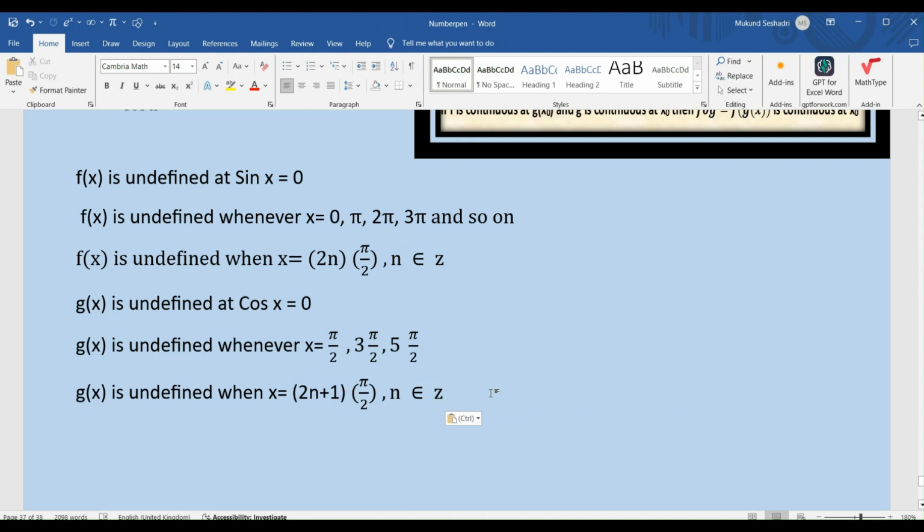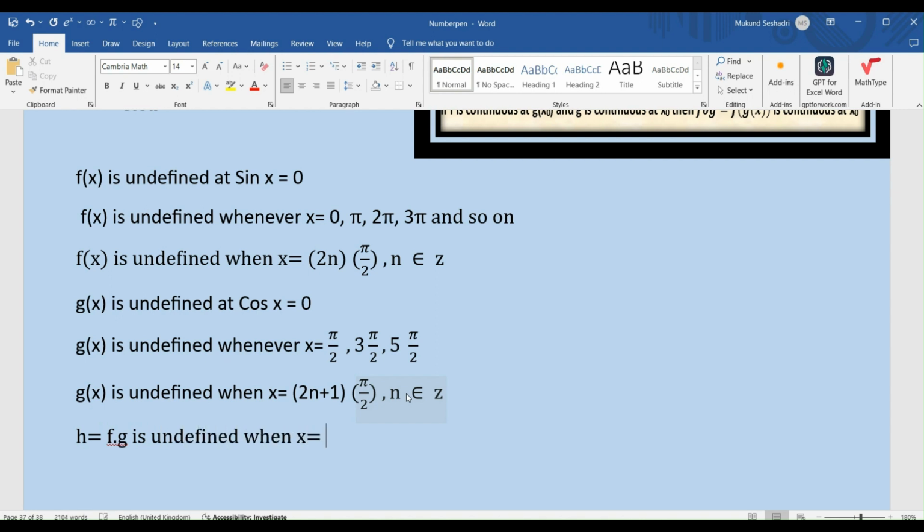So we have a different scenario here. We have two functions. One is 1 by sine x, and the other is 1 by cos x, right? And f of x is undefined for all even multiples of pi by 2, and g of x is undefined for all odd multiples of pi by 2, right? So what does it actually mean? It means that when I combine these two functions, my h equals f dot g is undefined in both these cases, right?